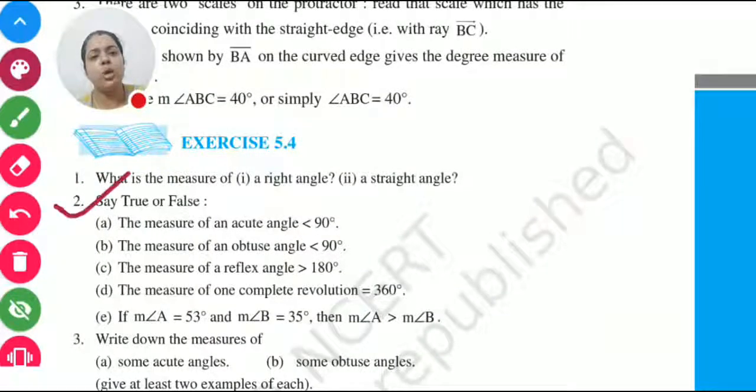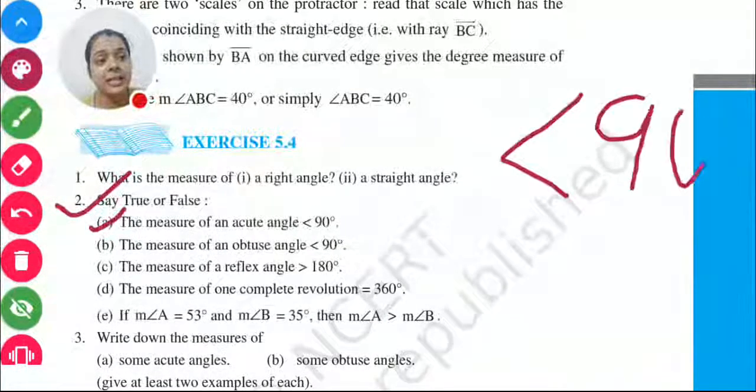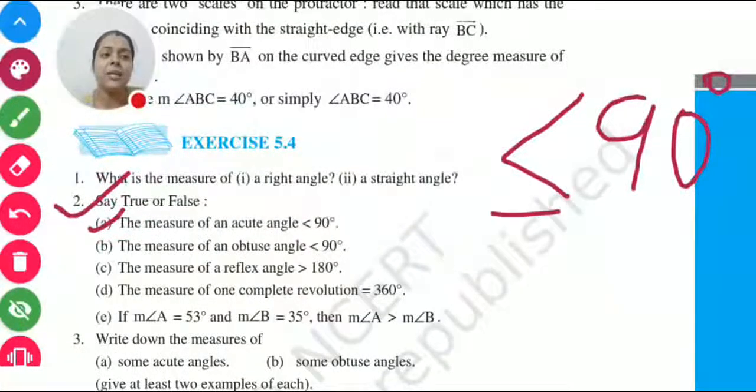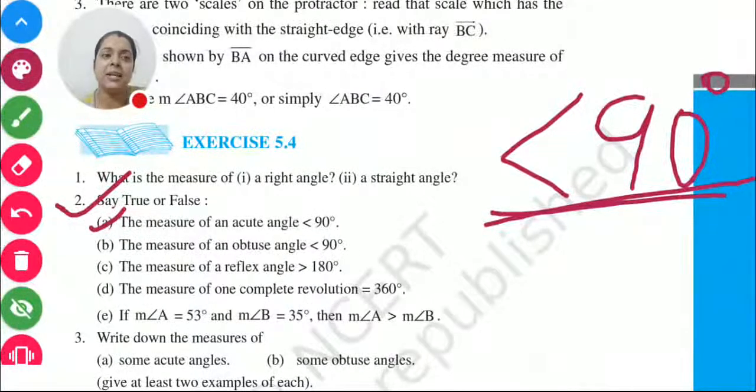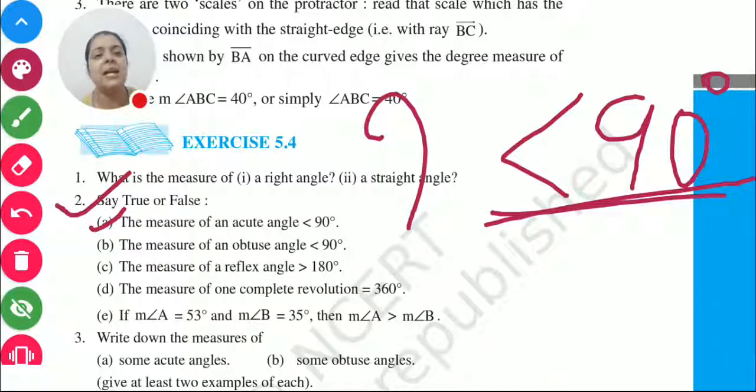Question number 2a. The measure of an acute angle is not equal to 90 degree. Not equal to means it should not be more than 90 degree. What does it mean? Not greater than. Not greater than means it is less than. This is talking about less than 90 degree. So undoubtedly we know the measure of an acute angle is always less than 90 degree. So the answer A will be true.